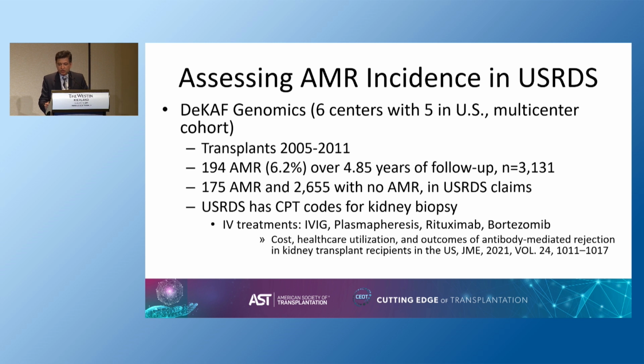USRDS. So the beauty of USRDS is that it has CPT codes for kidney biopsy. It even has a diagnosis code on that biopsy. And it also captures treatments of IVIG, plasmapheresis, rituximab, bortezomib. These were the treatments that were available during this time period. And this is the publication that we published in the Journal of Medical Economics in 2021 that describes these claims data.